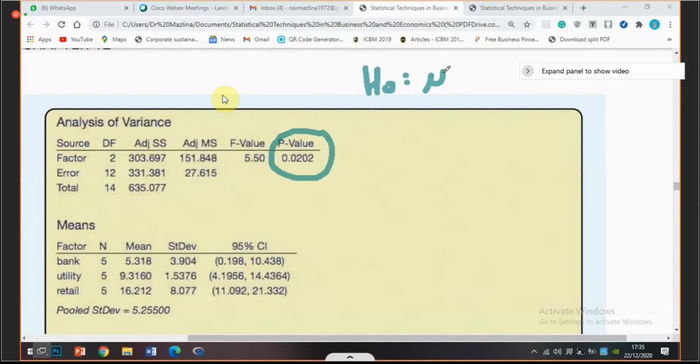H naught adalah mu1 sama dengan mu2 sama dengan mu3. Sebab apa saya buat 3 je? Sebab ada faktor 2. Degree of freedom 2 maksudnya ada 3 group yang awak test. And H1 is otherwise. Now if you look at the P value is 0.02, is this small or huge?